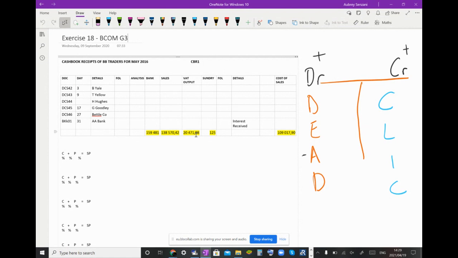If you have a question like this, but they didn't give us the source document, you could then assume that it's a cash payment.